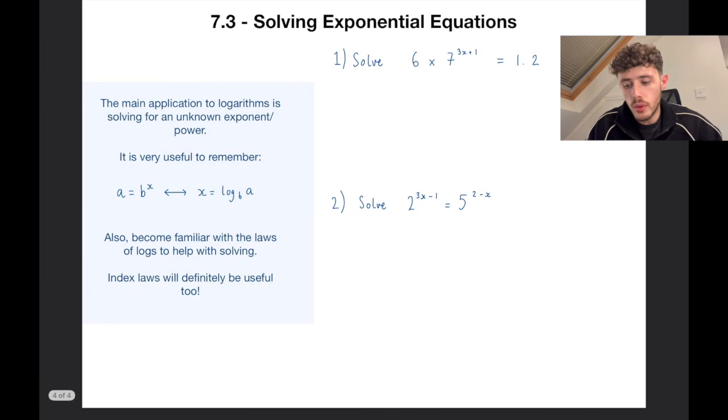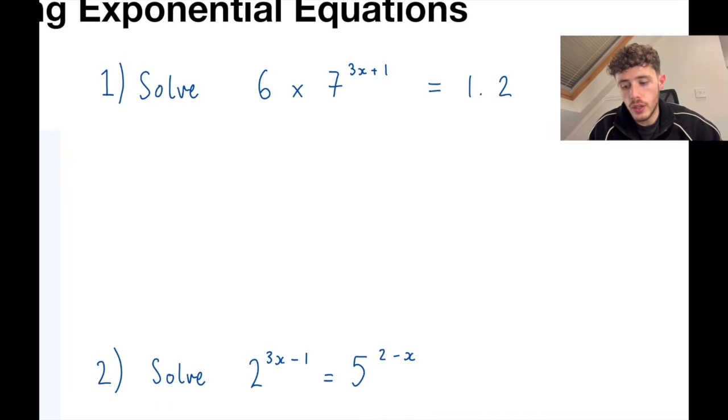Moving on to 7.3, which is solving exponential equations. The main application to logarithms is solving for an unknown exponent or power. As we discussed at the start, that is what it's used for. Again, as we said at the start, it is very important to remember the relationship between converting between a equals b to the power of x and then using the logs, basically rearranging that first equation to make x the subject. So let's put some of those ideas into practice, looking at question number 1.